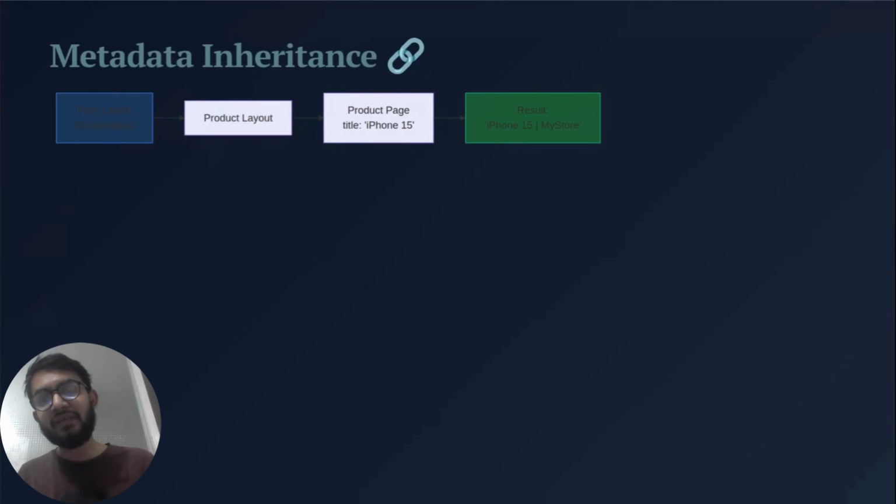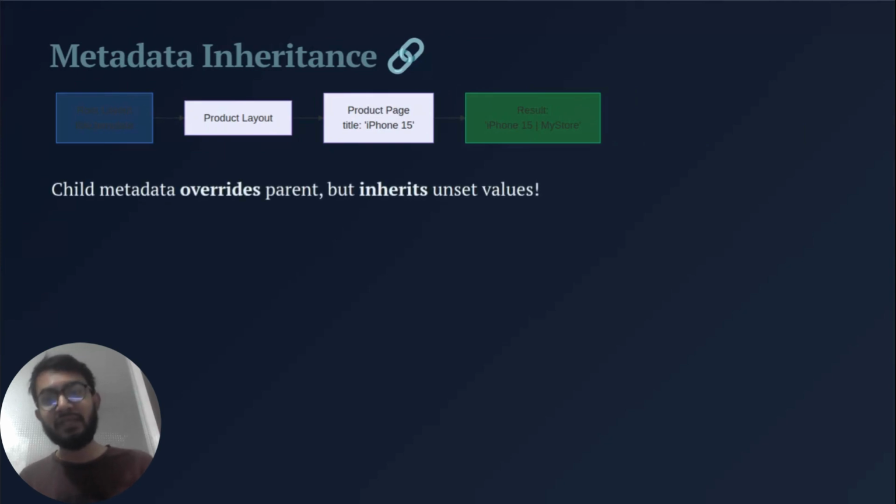And let me show you the metadata inheritance. On the root layout there is a title and template, and then the product layout and product page. The title is iPhone 15, and eventually the result will be iPhone 15 my store. So this is how it actually works. And child metadata actually overrides the parent but inherits unset values.